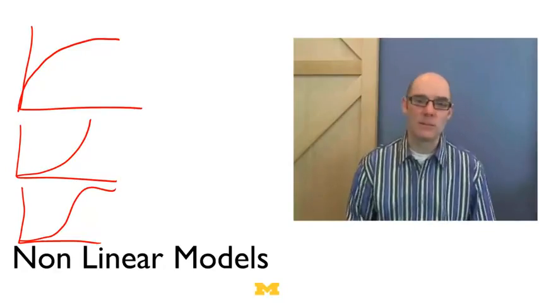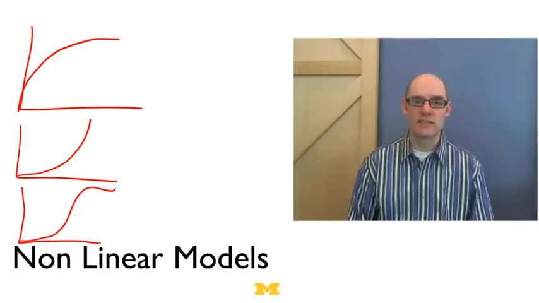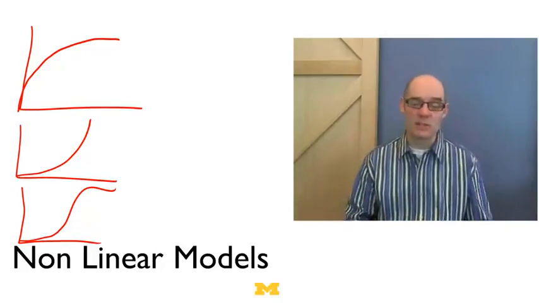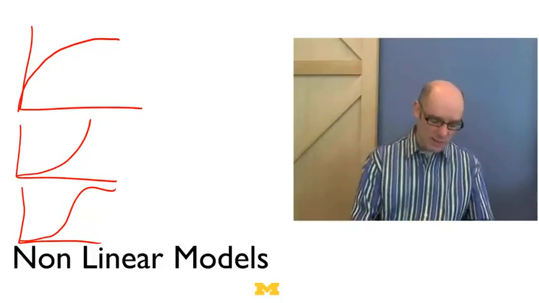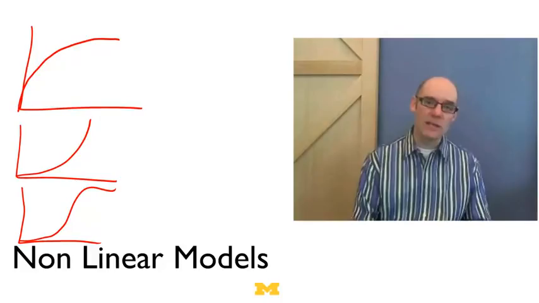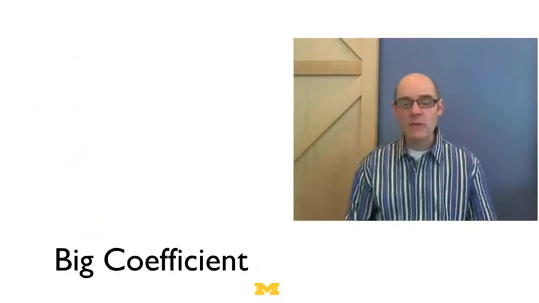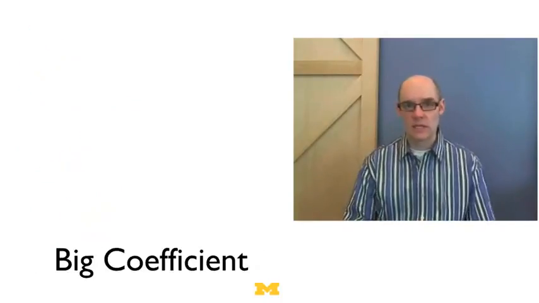John von Neumann one time said the set of nonlinear functions is like the set of non-elephants. He meant that the number of nonlinear functions is enormous. So we'll talk a little bit about how we can use some of the same techniques used for linear models to create nonlinear models.